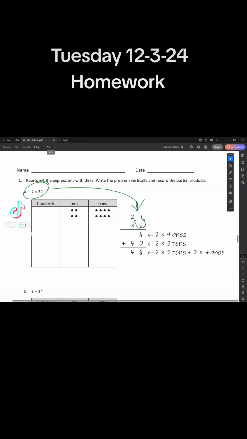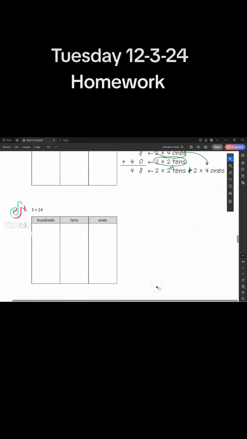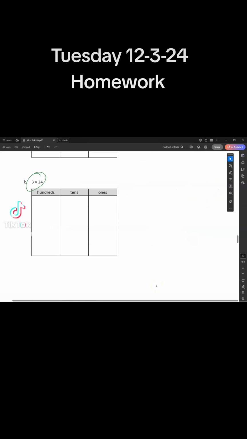So all I did was I did this, which is here, plus this, which is here. All I did was put it together. Okay? All right, let's look at B. B, 3 times 24. First thing I do is stack it. 24 times 3. I'm going to go ahead and draw it first.